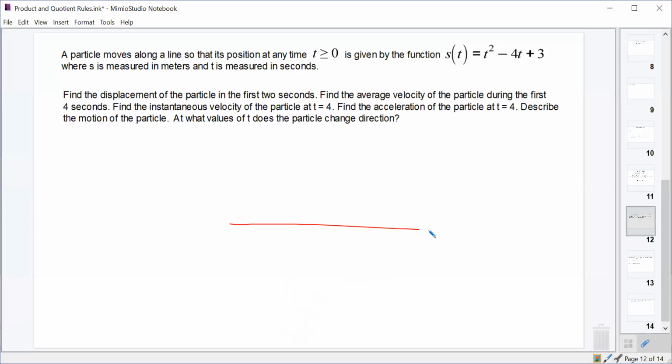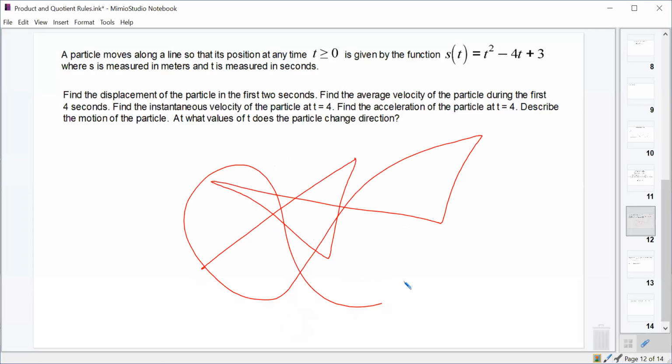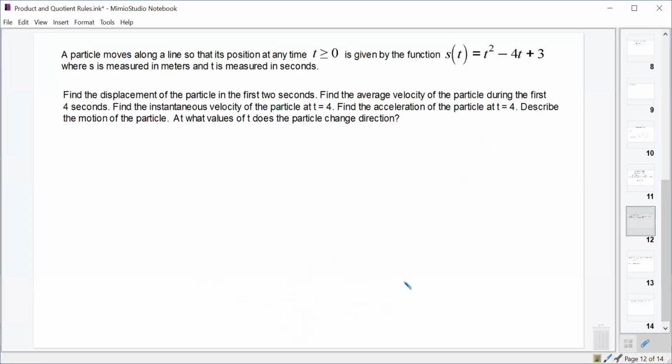It might be moving sometimes to the right and then sometimes to the left, and it might be changing directions as many times as we want in between there. But it's just going to stay on that line. It's not going to go doing weird things like this, right? It's just staying in a line.